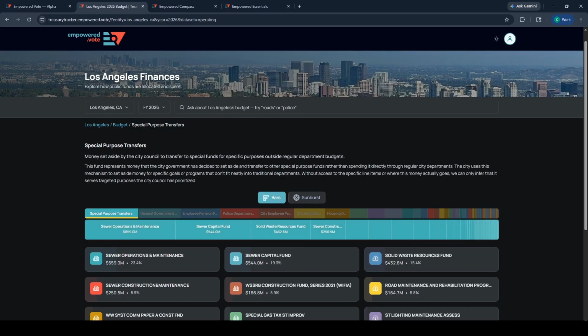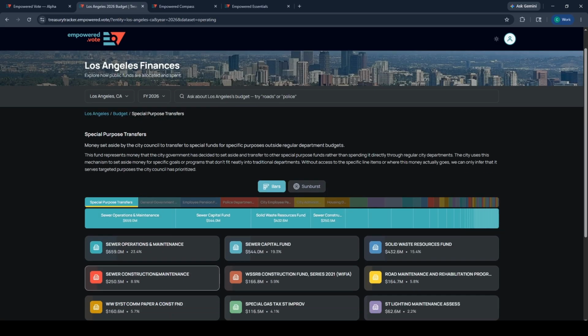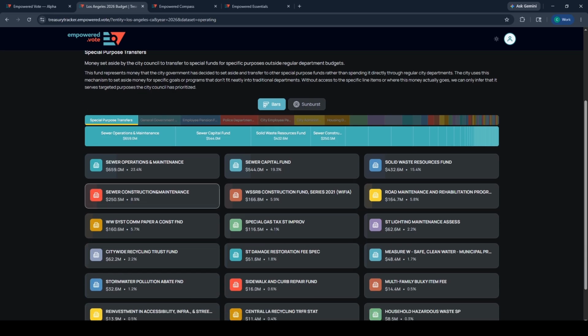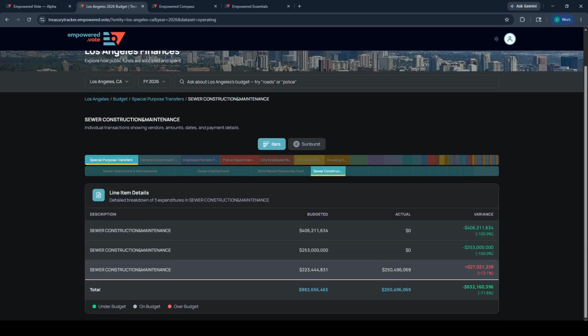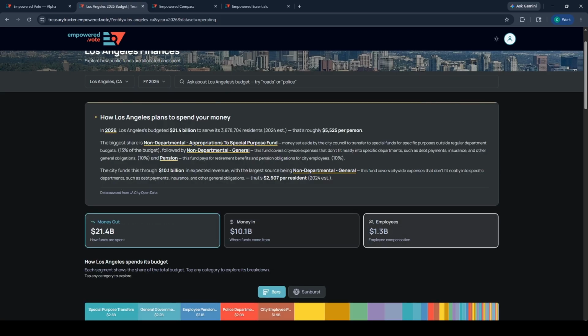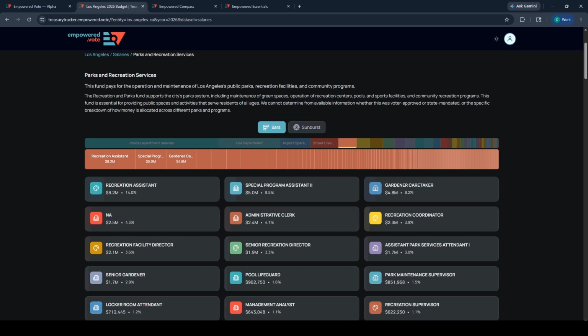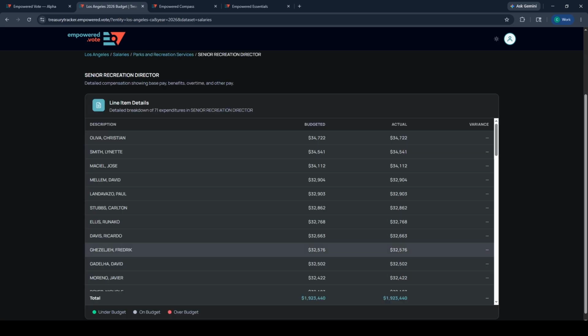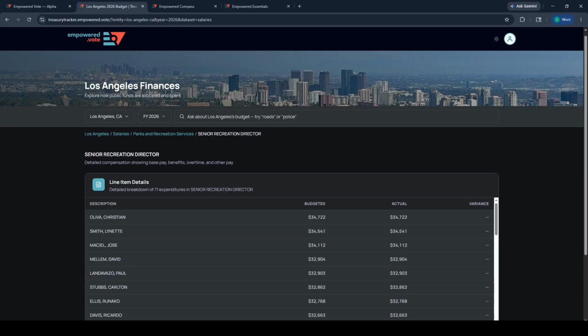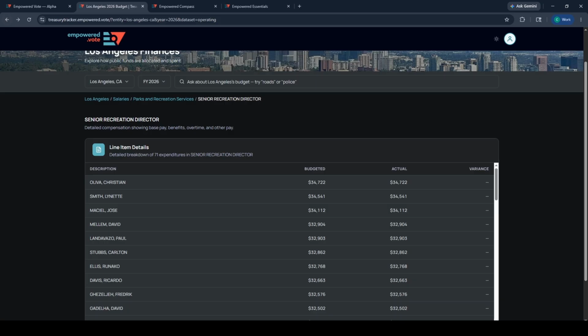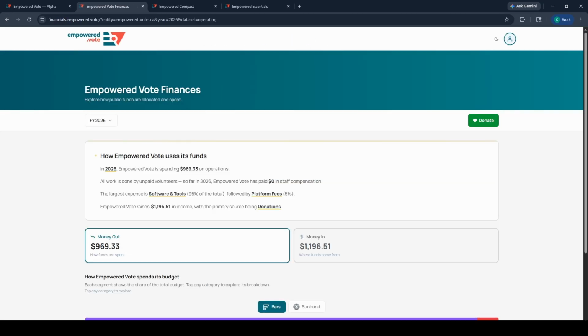And you can go and explore pretty deep, like sewer construction maintenance, and then it goes into where that's at. This is different per municipality, per city, based on what they provide, but you can explore how much we're spending in salaries for the Parks and Recreation Department is 58 million. The senior recreation directors, what they're getting for that. So there's quite a bit of information as far as transparency around finances.